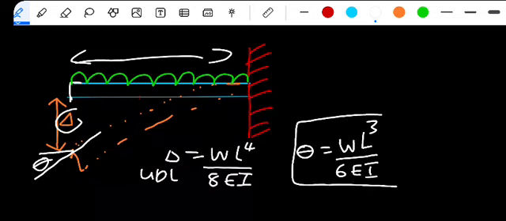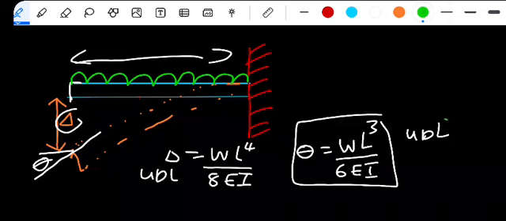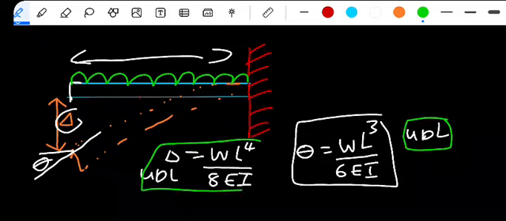It's when we have what? A UDL. When you're given a UDL like that, this is what you're supposed to know. You see, we had one deflection.